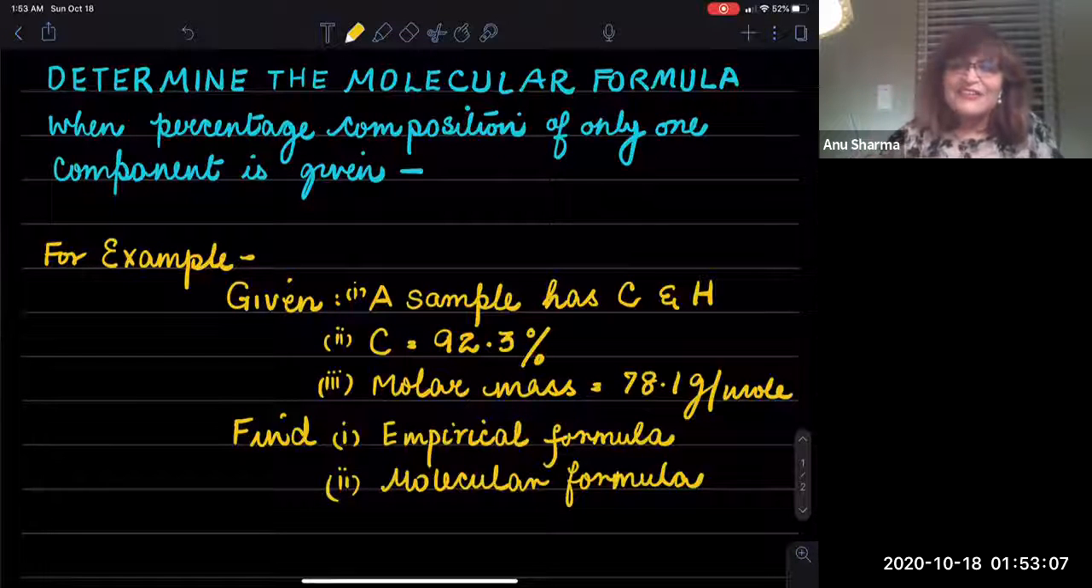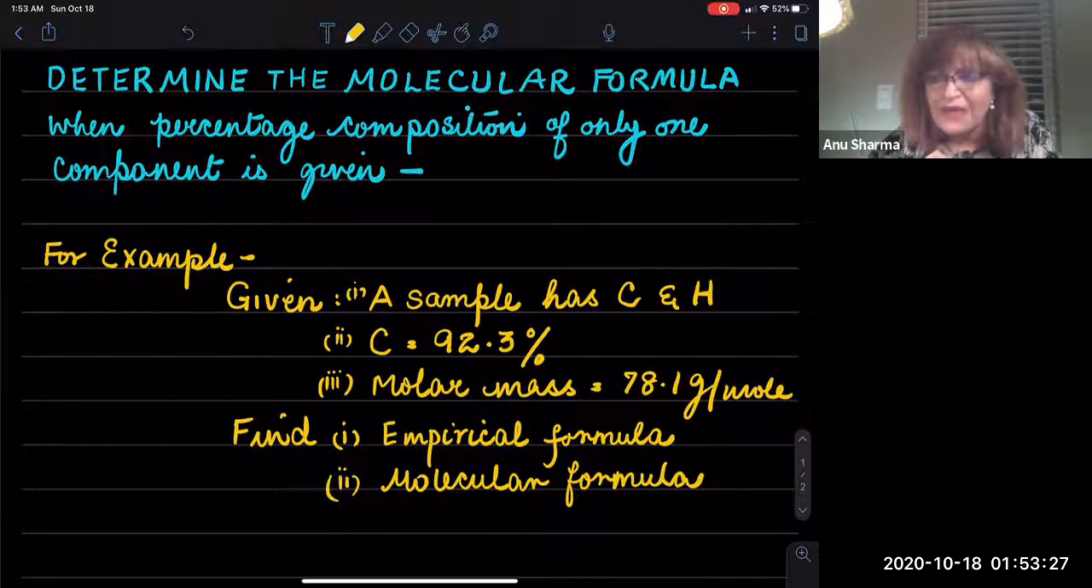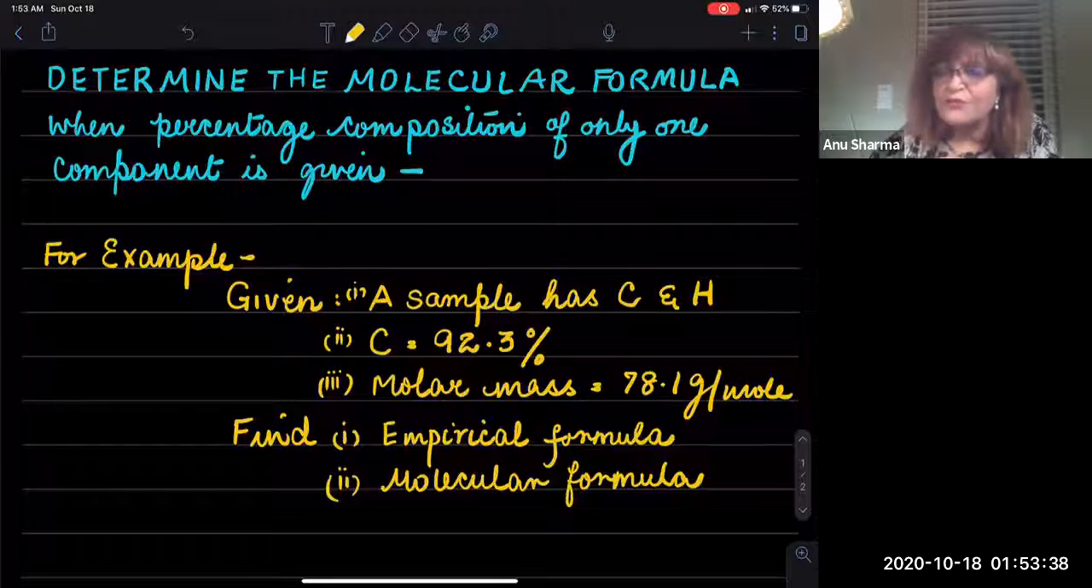Hi guys. So let's look at another problem of determining the molecular formula of a compound when the percentage composition of only one component is given. That is, only one atom's percentage is given, and you know that there are two types of atoms in a sample. For example, you are given a sample which we know contains carbon and hydrogen. The percentage of carbon is 92.3%, and we are given the molar mass, which is 78.1 grams per mole.